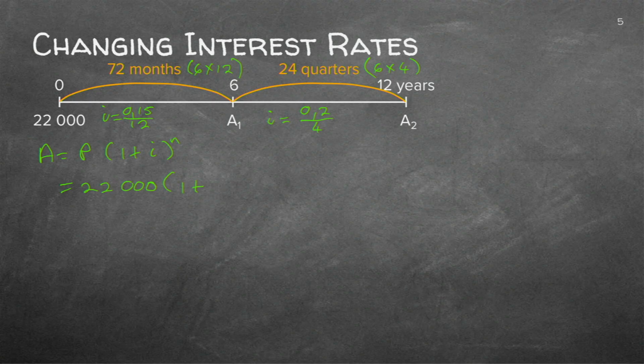1 plus, let's do the first coach first. That I is 0.15 over 12. As I do it, I just recap in my mind. They said monthly, yes, divided by 12 is monthly. They said 6 years, so it's 6 times 12 months. Or you can just straight away make it 72. And right at the back of it, you put another coach. 1 plus, that one is 0.2 over 4. And at the back there, it's 6 years times 4 quarters.